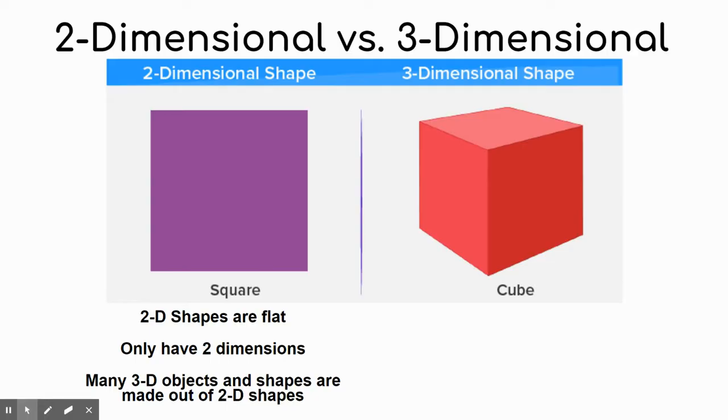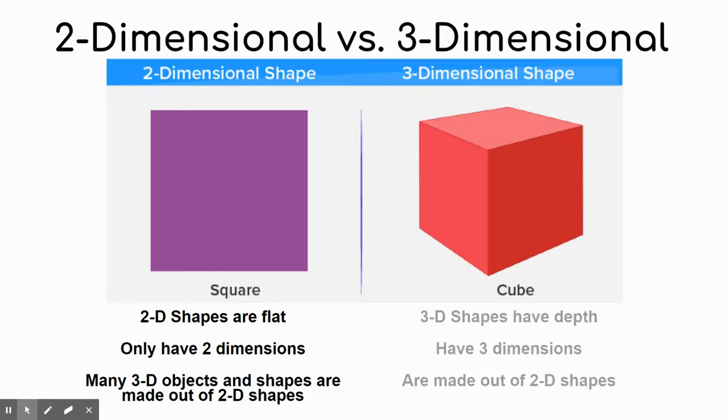Although many 3D objects and shapes are actually made out of two-dimensional shapes. Now let's look at the cube. Compared to the square, the cube actually has depth. It looks like it is coming out towards us a little bit. That's why when we talk about things like 3D movies or 3D effects, those are things that pop out at you. So even though this isn't an actual cube, it's just a picture of a cube, it actually looks like it's sticking out compared to the square.